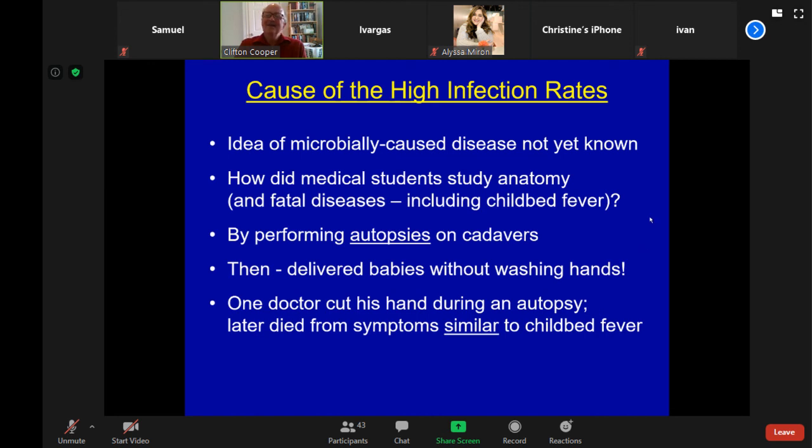But some clues came up. One was that one of the male doctors got a cut when he was doing an autopsy, and he died a few days later from something that looked just like childbed fever. Well, this guy had not just given birth, he died. Also, beyond that, some of the babies, newborn babies, were dying from this disease that looked like what their mothers were dying from. So we're getting these clues.